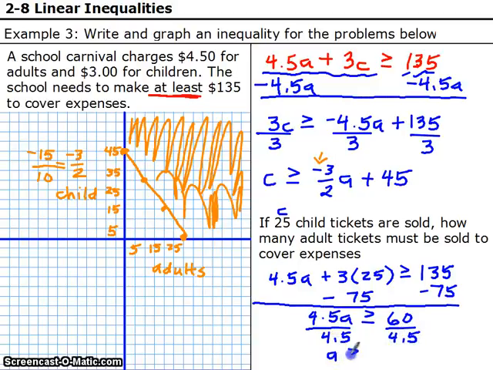And you get A is greater than or equal to 13.3, repeating. The reason I'm putting it in decimal form is because we can't have a decimal answer. We're selling tickets. You can't sell a third of a ticket. So it has to be greater than or equal to 13.3, which means they have to sell at least 14 tickets. We can't round this down to 13 because 13 is not enough money. They have to have over 13, so we have to round it up to the next one. So our answer for this would be at least 14 adult tickets.